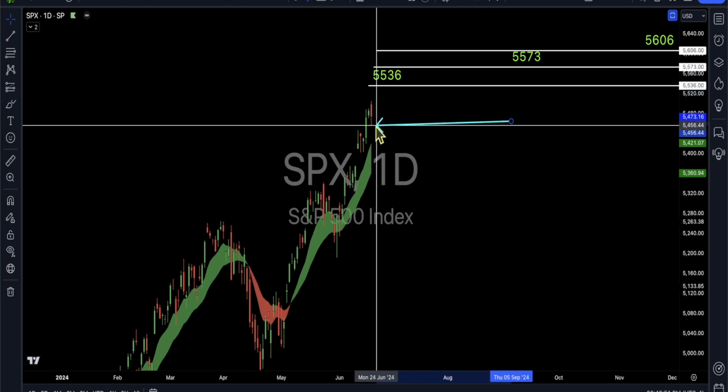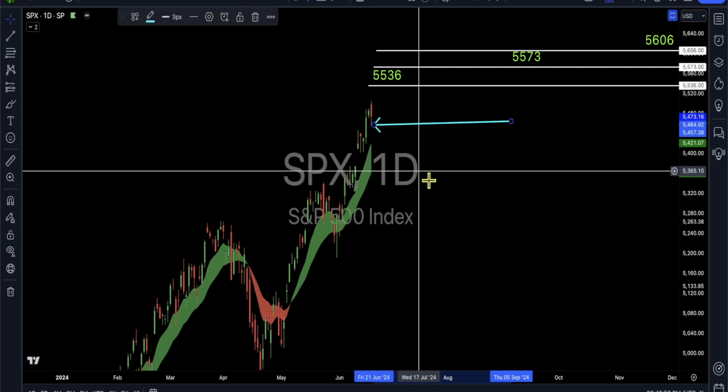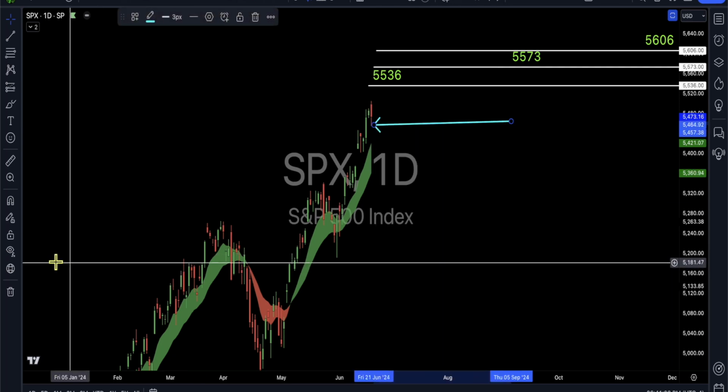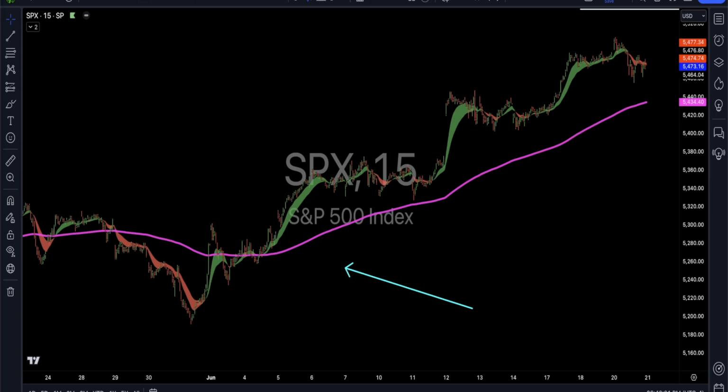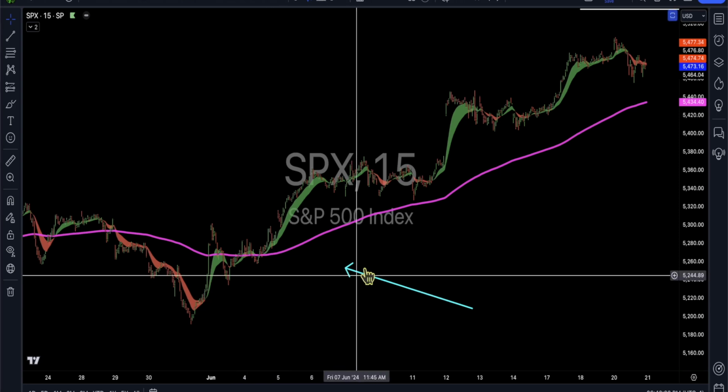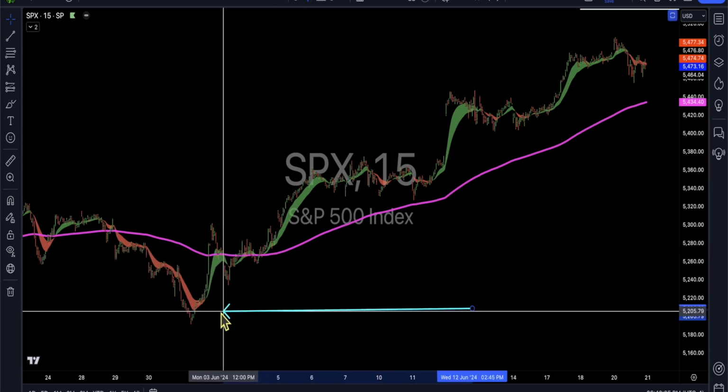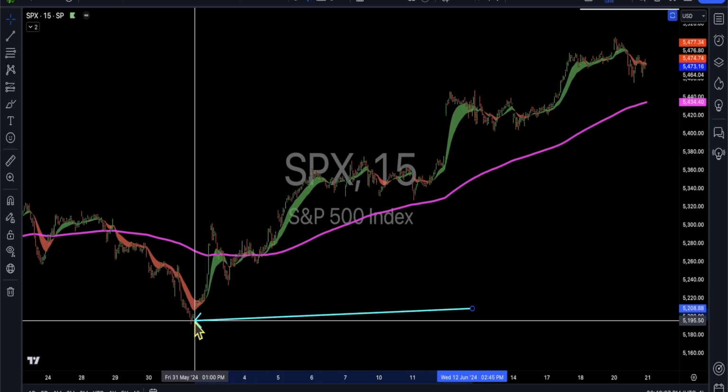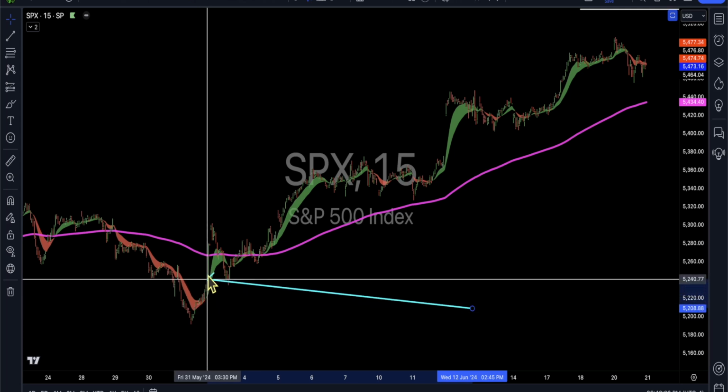Hopefully, you bought a call that expires in 30 days right here at the bottom. If you didn't, ouch. All right, so I'm going to teach you guys a secret on how to figure out where SPX is going. And when you make a lot of money, make sure you tip the jar, guys.